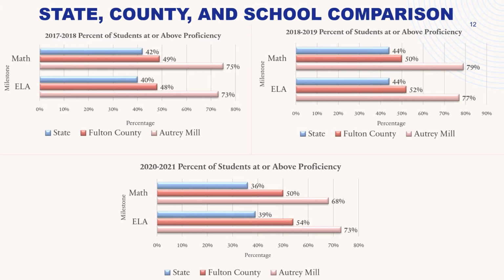Interestingly enough, though, the county's scores, so Fulton County scores, did not decrease from the 18-19 school year to the 2020-2021 school year. Theirs actually stayed consistent, but Autry Mill and the state did dip in those few years.